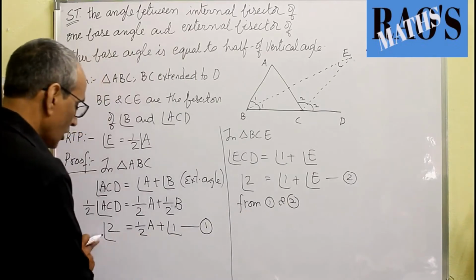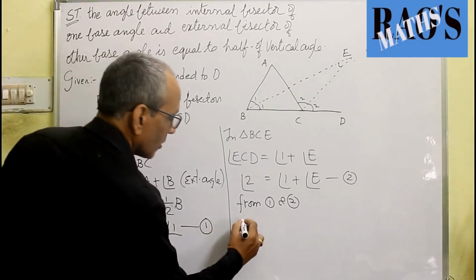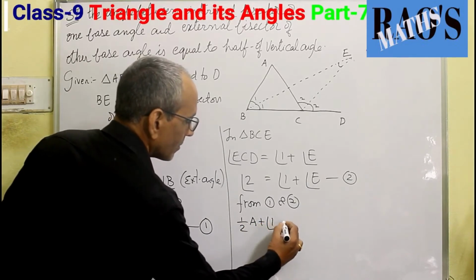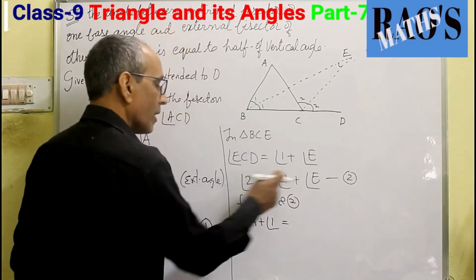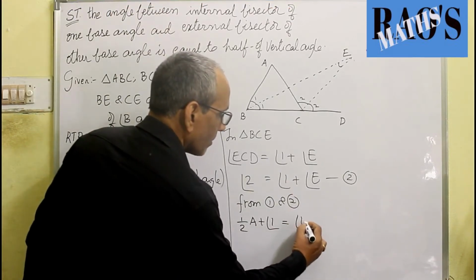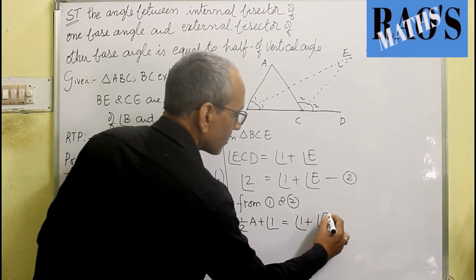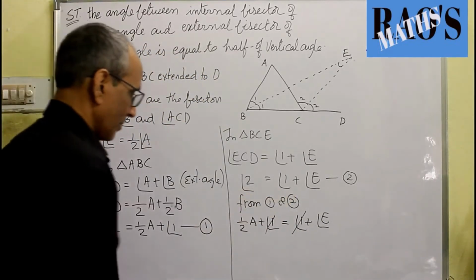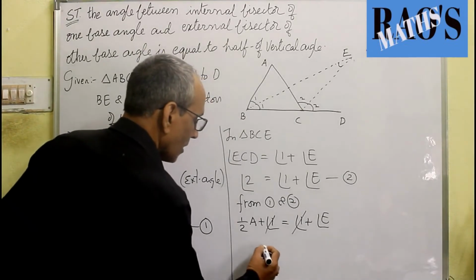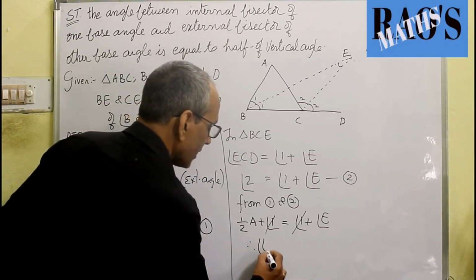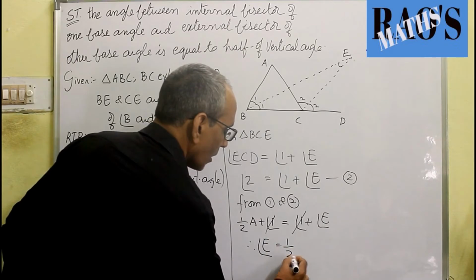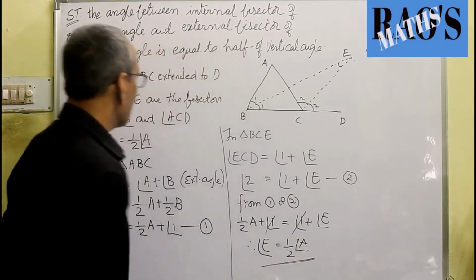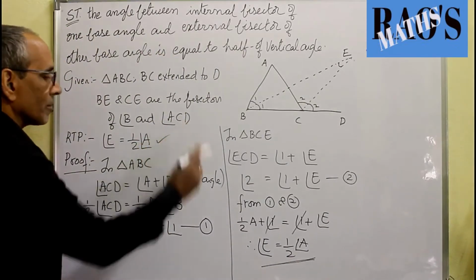From 1, angle 2 is equal to half A plus angle 1. So, half A plus angle 1 is equal to, from 2, angle 2 again, angle 1 plus angle E. What does it mean? Half A is equal to E, or angle E is equal to half of angle A, that is the vertical angle of the triangle. That is the question we proved.